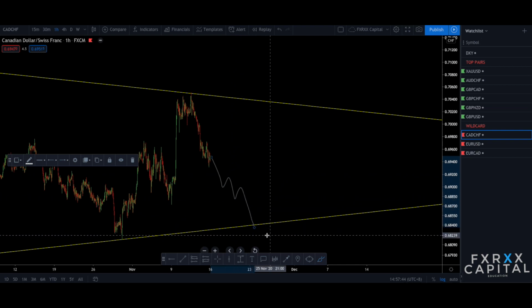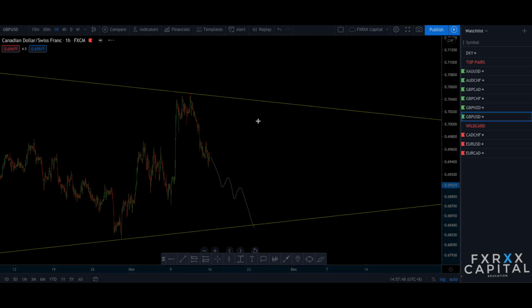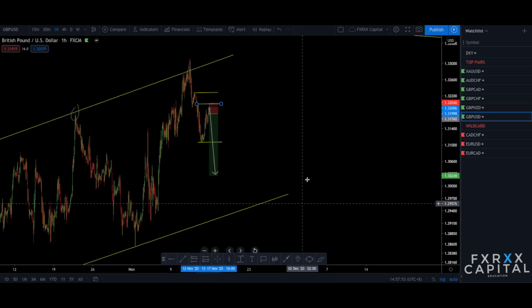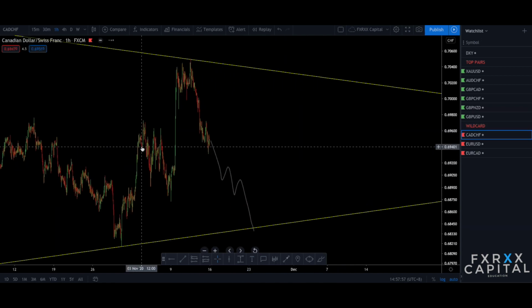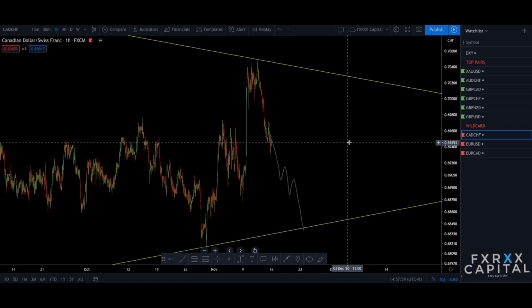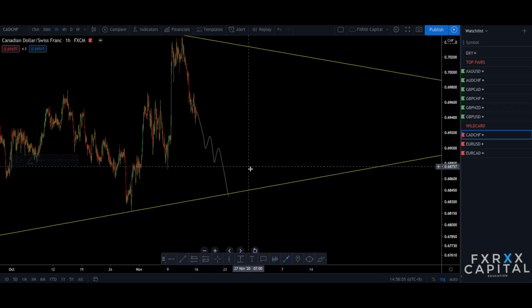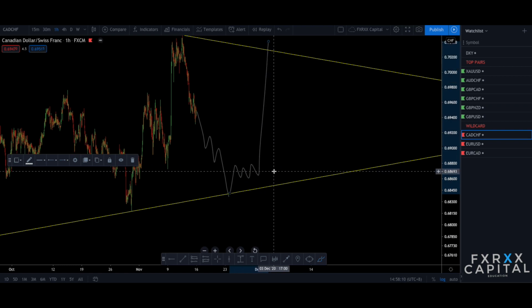I want price to approach this area. I will set my alert in this area, Pound USD. Sorry, we're back at Pound USD. I set my alert from this area. If you want to know more about where I set my alert, we move back to Canadian dollar Swiss franc. Set my alert at this area. We wait for price to pull back and buy this position in this area and move to the upside.